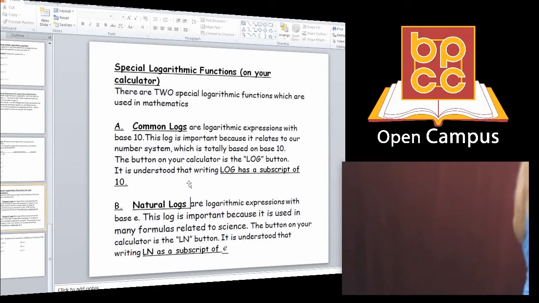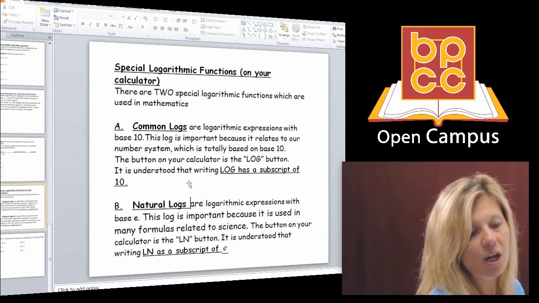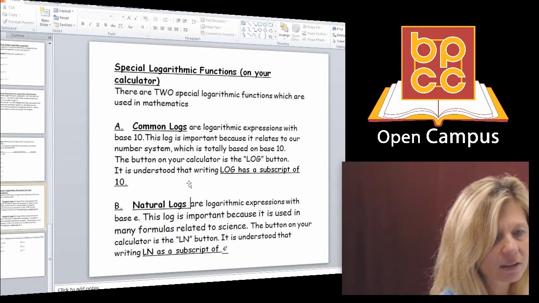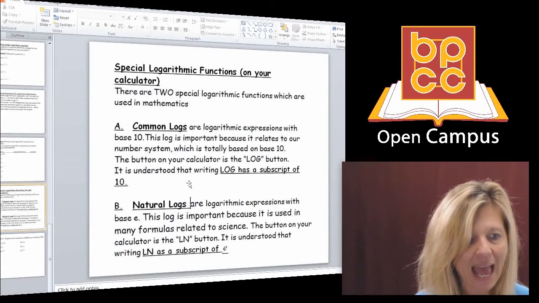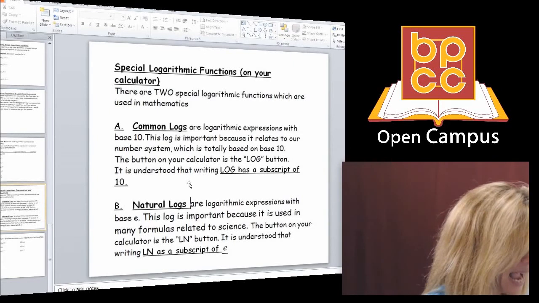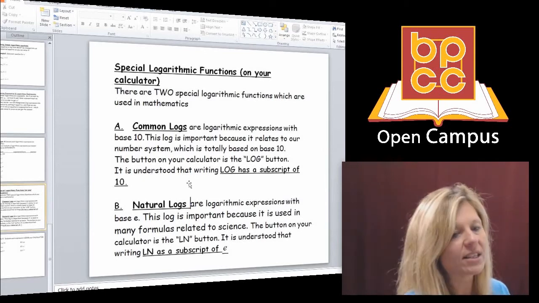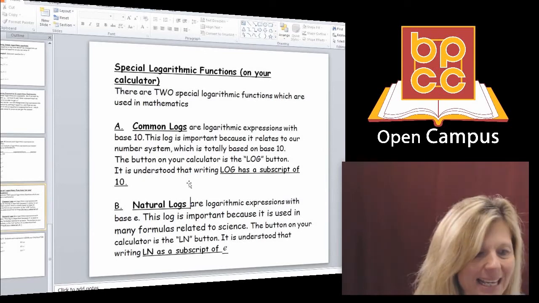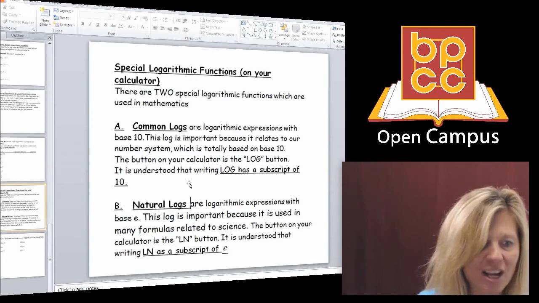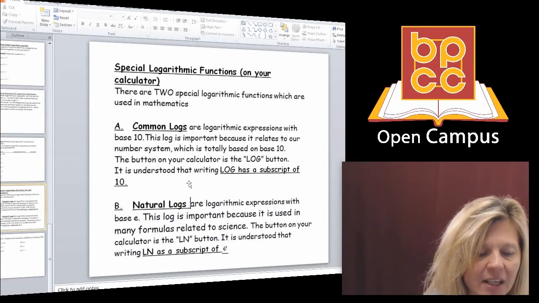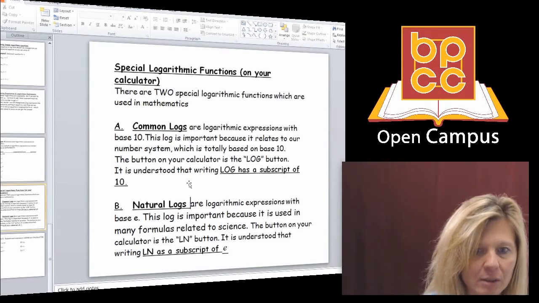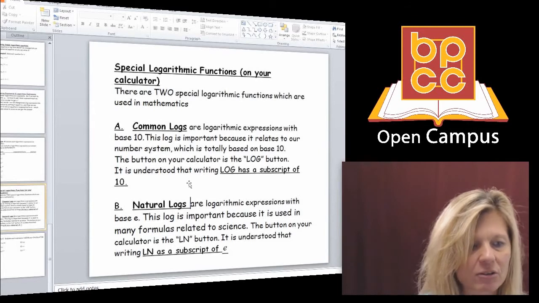And you're never going to see the base. It's going to be understood to be there, just like you never see the coefficient of 1. It's understood to be there. So it's important that you know that. Now, the other log on your calculator is ln. That's natural log. And if you look above it, what's its base? It's base e, because e is that special irrational decimal. So it's very important you understand there are two different log buttons on your calculator based on what base they go with. Now, we're going to do a typing exercise.